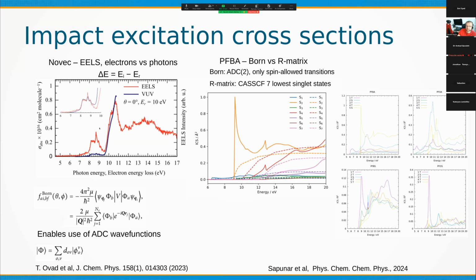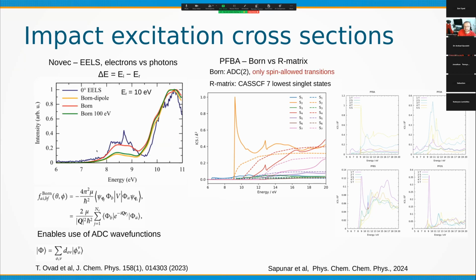And so you see that this highlights the difference between the reactions of impact excitation by electrons versus photoabsorption by photons. And you can see that for Novec, this Born approximation works pretty well.